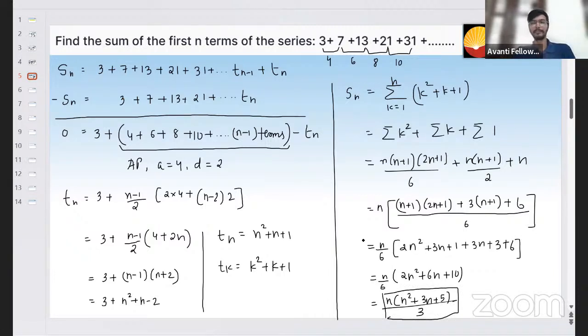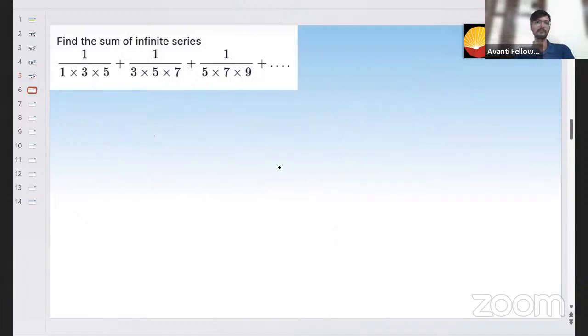Got it? So this is the method of difference. Let's see the next question. This is obviously a previous year question. Very important and very good question. I really like it. So here, if you can see, the numbers in the denominators are in increasing order, and they are increasing in odd multiples, that is odd numbers basically. So let me write the general term. Let's see if you can understand the general term. This is the infinite series.